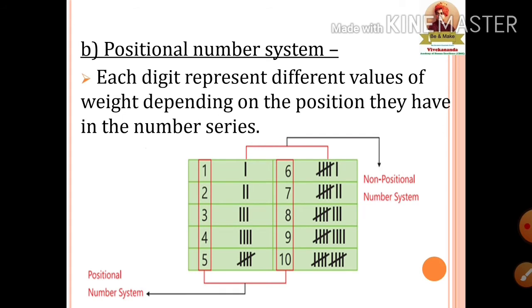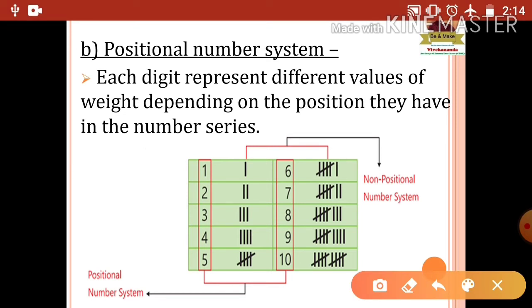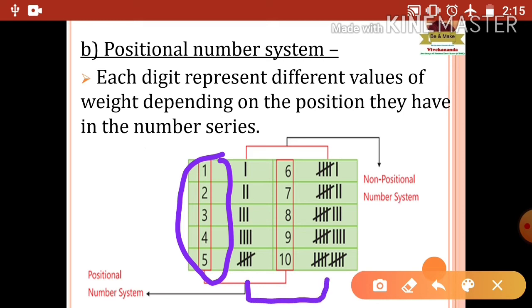You might have seen this kind of symbols whenever you are handling data in mathematics. Here the numbers 1, 2, 3, 4, 5 and all these numbers are used to show the positional number system. And the numbers which are shown here with some symbol are considered as a non-positional number system.